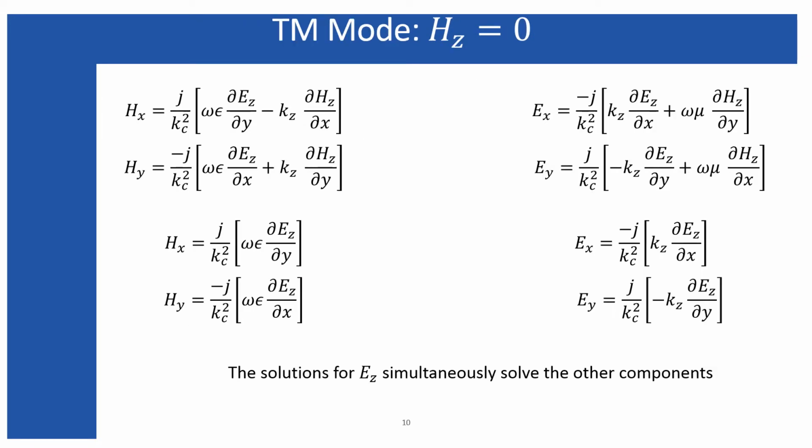The TM mode. The TM mode is defined by the longitudinal component of the magnetic field, that is Hz, equal to 0, because TM stands for transverse magnetic. So the magnetic field will have components transverse to the direction of propagation, which defines that this longitudinal component must be 0. Plugging this condition into these four reduced equations, you can have these four transverse components, that means Hx, Hy, Ex and Ey, defined in terms of only the longitudinal electric field component.